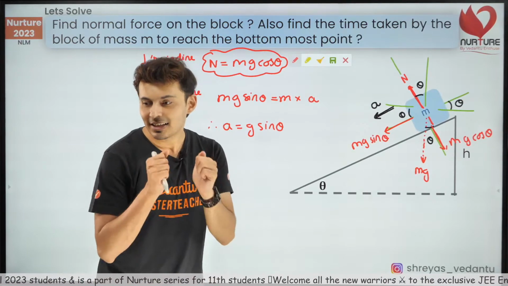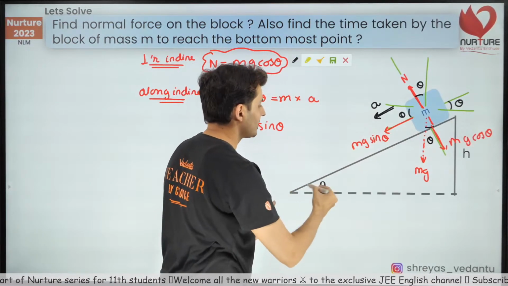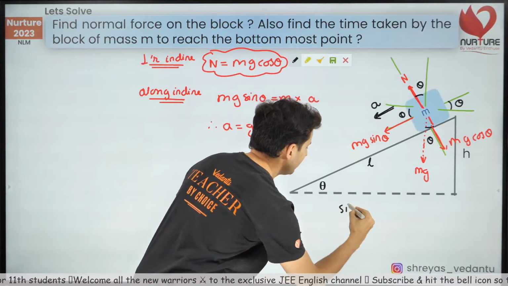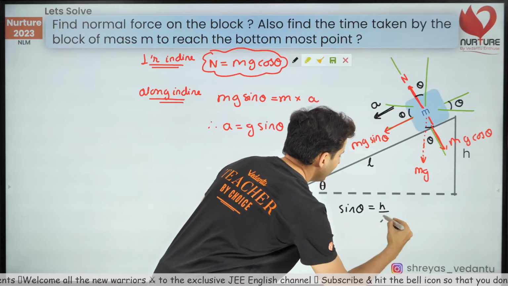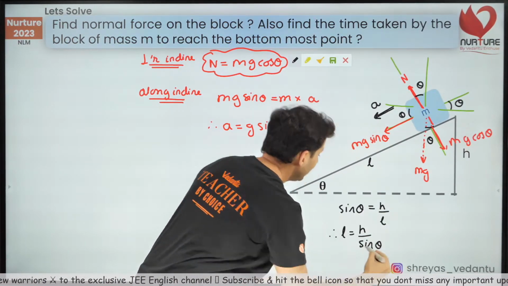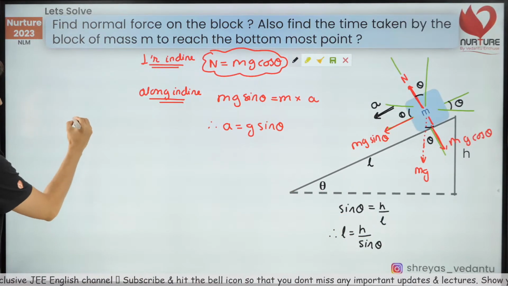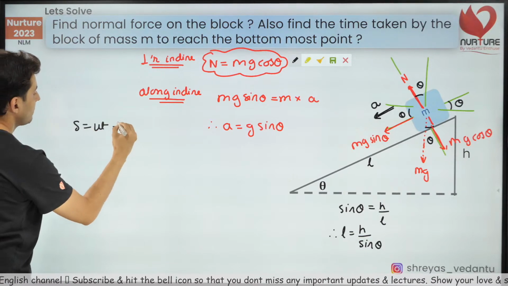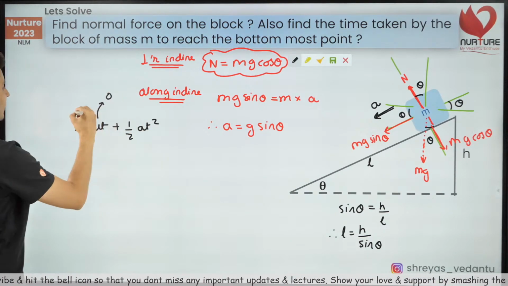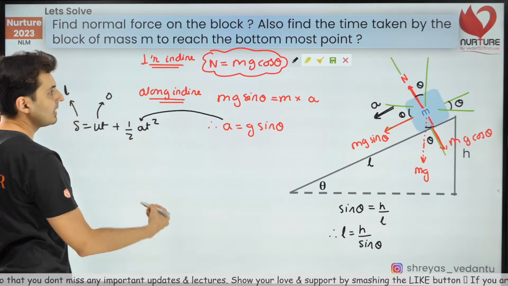Okay. Great. Now here is the thing. What is the length of this? If this length is L, do I know the length? Yes. Sin theta is h by L. Therefore, L will be h by sin theta. Now, why did I do this? Because I'm going to apply the second kinematic equation. S is ut plus half at square. Initial velocity 0. S is L. Acceleration from here. That's all you need to do.